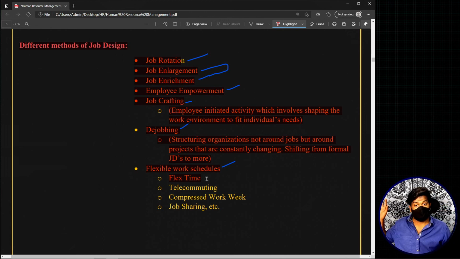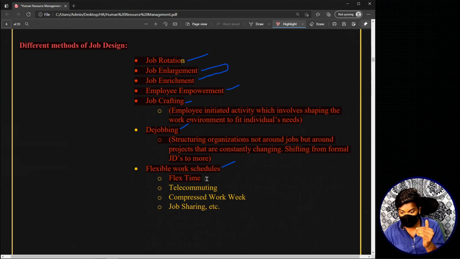For example, initially 10 to 5 means you are present in the office for 7 hours. Now after implementing this method, I am telling you that from now on you can come to the office whenever you want, but you have to leave only after being 7 hours in the office. In this way I am bringing flexibility to the work timings, right? So that is this method called flex time, where you bring flexibility in the time.